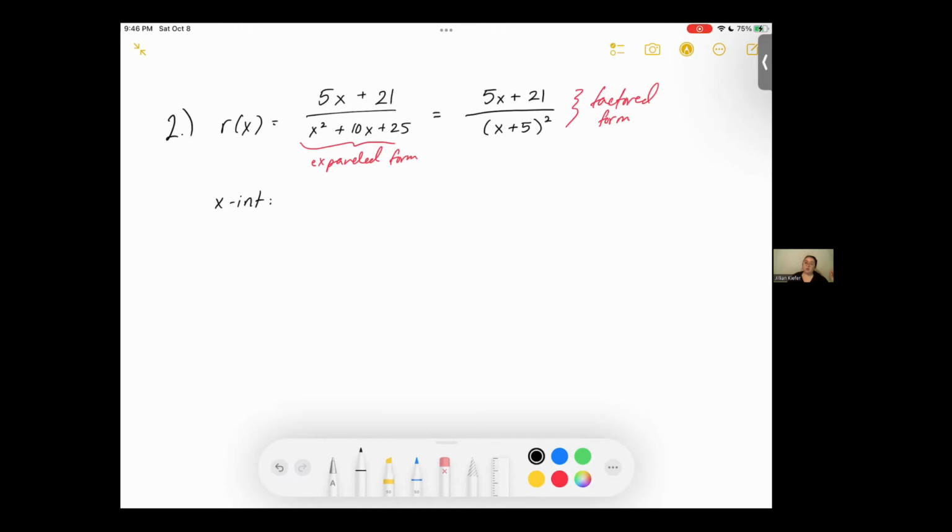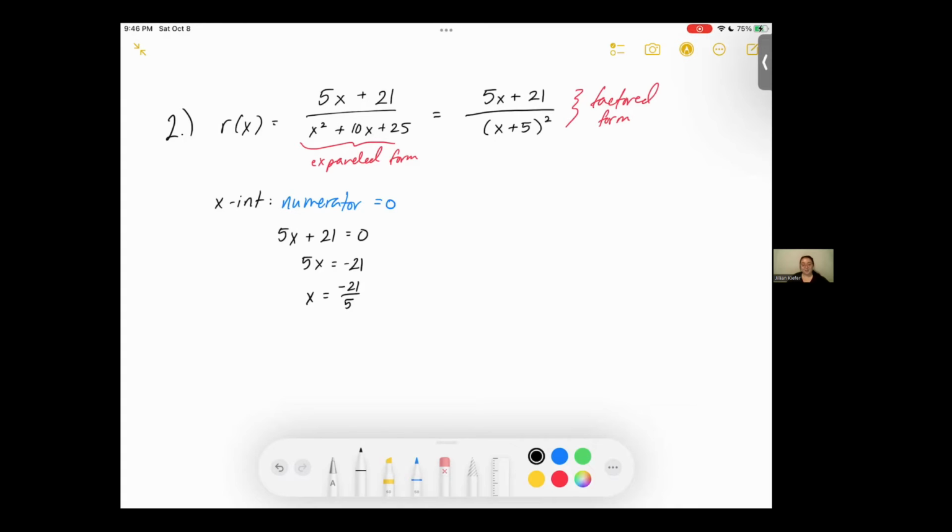So vertical asymptotes are when the denominator is equal to 0. X-intercepts are when your numerator is equal to 0. So for the x-intercept, we'll have the numerator equal to 0. Our numerator was 5x plus 21 is equal to 0. We're going to solve for x. We're going to subtract 21 from both sides. We get 5x is equal to negative 21. Divide by 5 on both sides, and we get x is equal to negative 21 over 5.